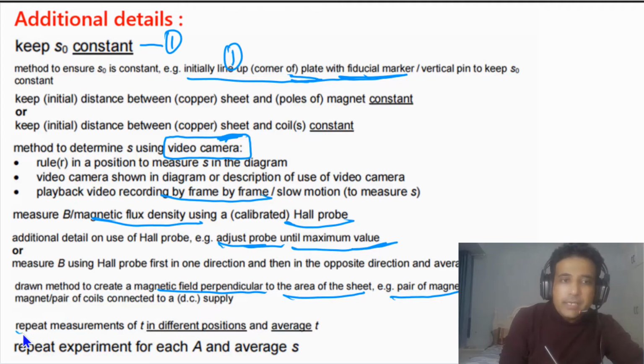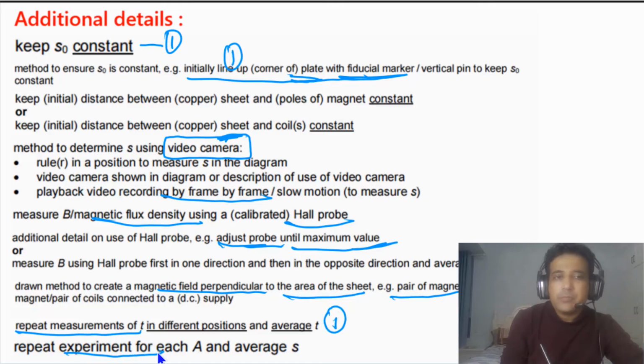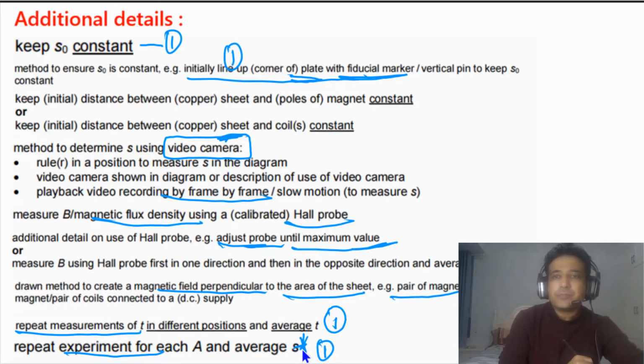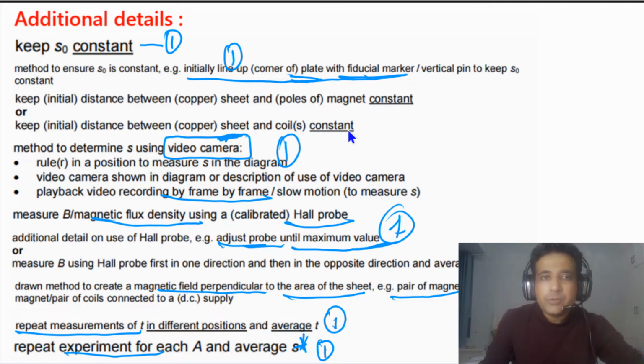And repeat measurements of T in different positions. 1 mark for this one as well. And this mark is very important: repeat the experiment for each value of the independent variable and take the average of the dependent variable. So this mark is very important. You can mention this one in any experiment. And you just need 5 marks from here. So this one has 1 mark. This one has 1 mark. You need only 5 marks from here. So this is what the mark scheme is expecting for the answer of this question.